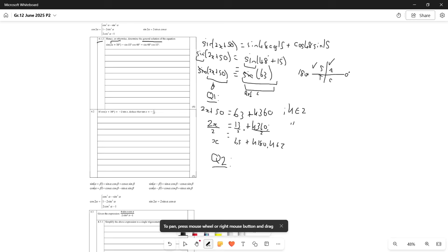And then quadrant 2 is very similar. We bring down our angle. So we say 2x plus 50, and that equals, only one thing to keep in mind here is that we have to place it.